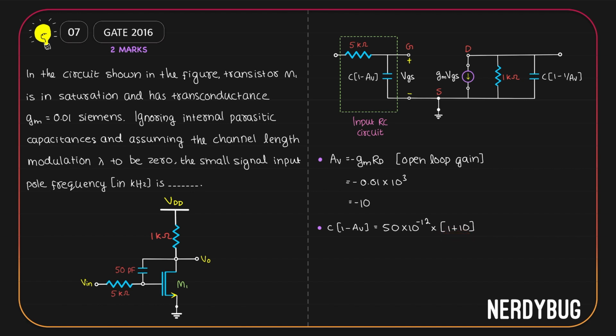Again, what we have to find out is the input pole frequency. It comes from the input RC circuit we have over here. Pole frequency of the RC circuit will be 1 by 2 pi RC. R is 5 kilo ohm. C is C multiplied by (1 minus AV). Substituting the values, this is what we get. The pole frequency is 57.87 kilohertz. So the final answer is 57.87.